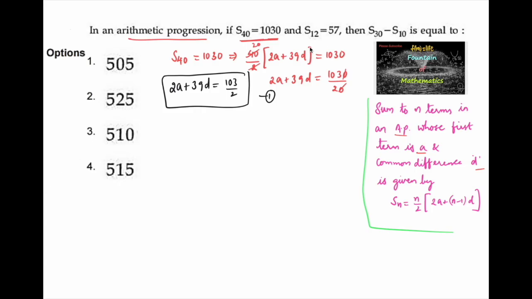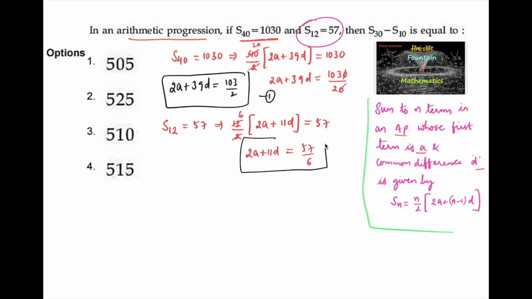And also given S12 is equal to 57. So we can write S12 is equal to 57, which implies 12 by 2 times (2a plus 11d), which is equal to 57. So here 6 times (2a plus 11d) is equal to 57, so 2a plus 11d is equal to 57 divided by 6. Make this equation 2.